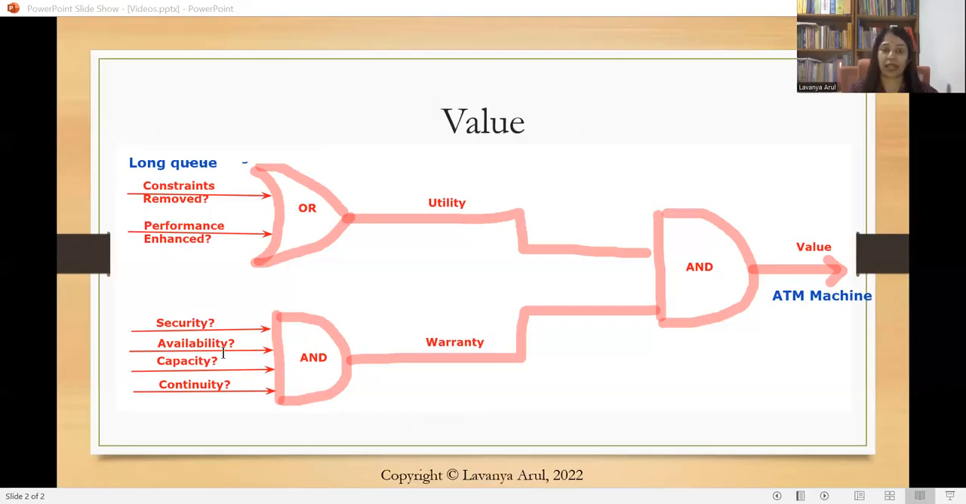So which means with the help of utility and warranty together, we are able to say value has been achieved. What the service is, is utility. How good it is going to be provided is warranty.